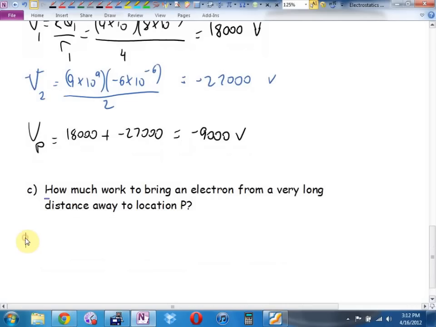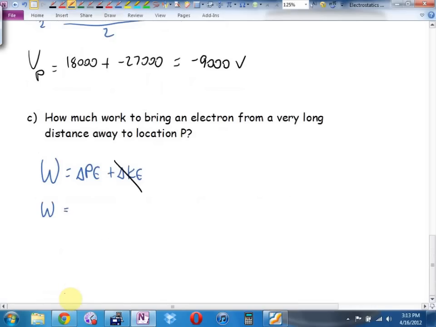Well, now we're going to go work. Can I use force times distance? No, why not? Because with point charges, the force changes all the time. So, can I find the area under a force versus distance graph? It didn't give me a graph. And I think we're starting and ending at rest in this situation. Which equation will I use for work here?